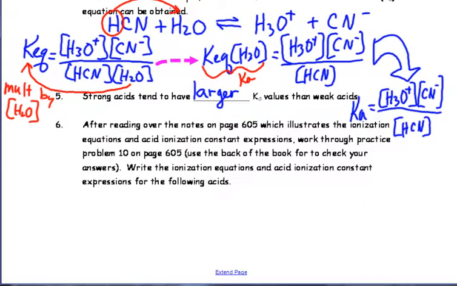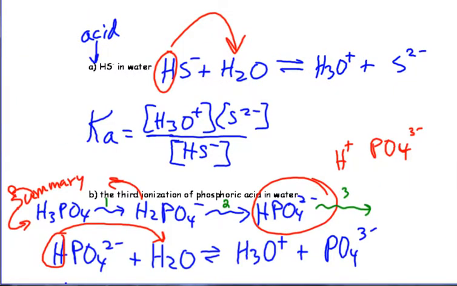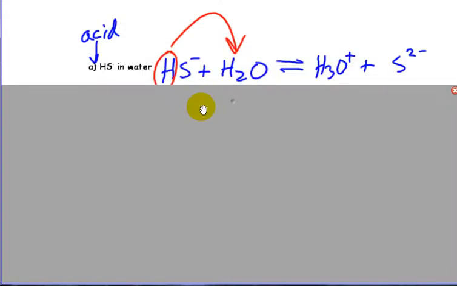Okay, so we'll take a look at a couple of questions here. So what is the equation first of all, and then figuring out the Ka expression. So I would tell you, if we're dealing with an acid or a base here, HS negative, we'll say it's an acid. So if it's an acid, it donates its hydrogen to water.